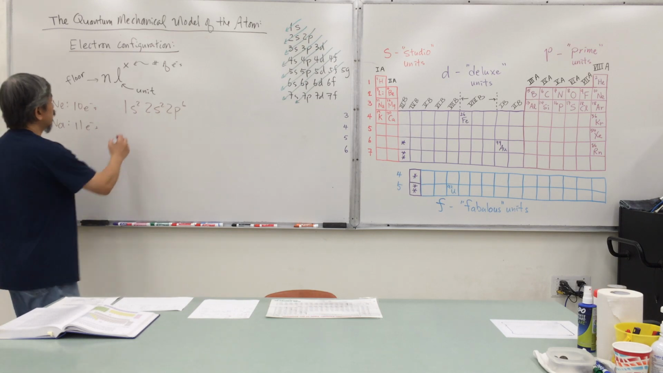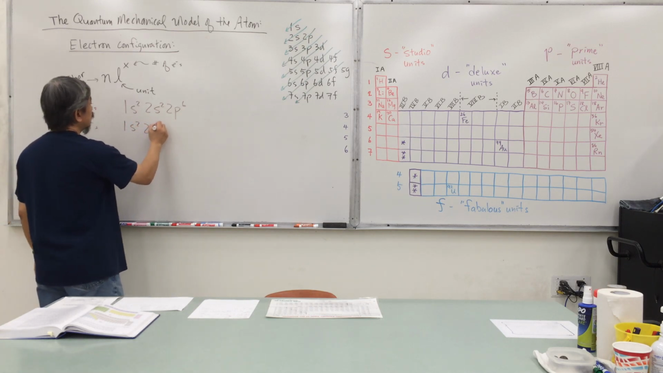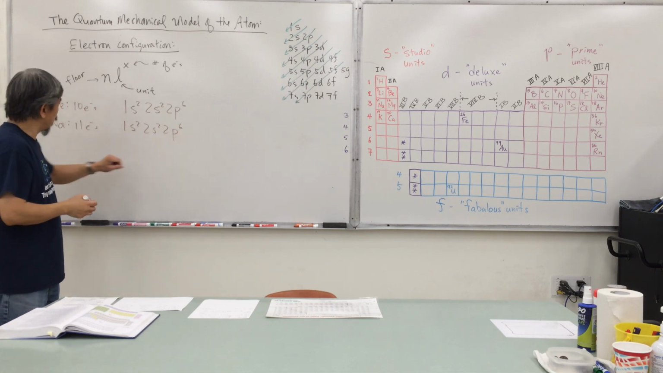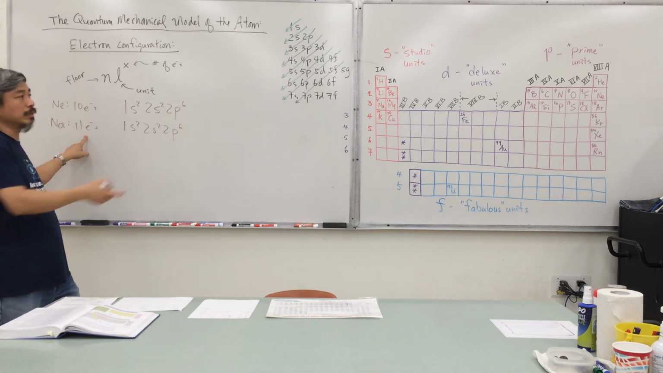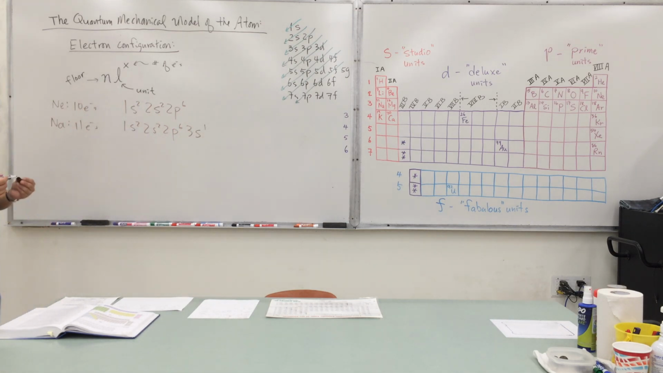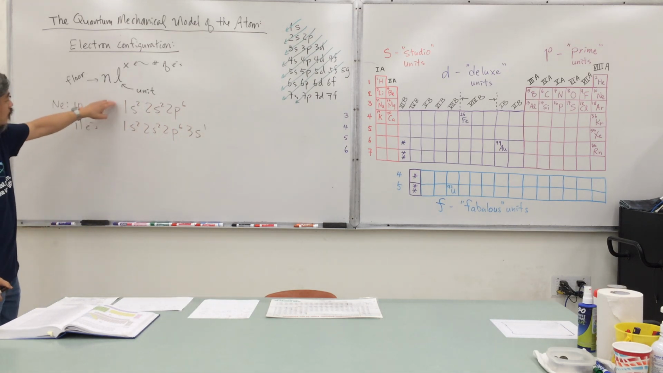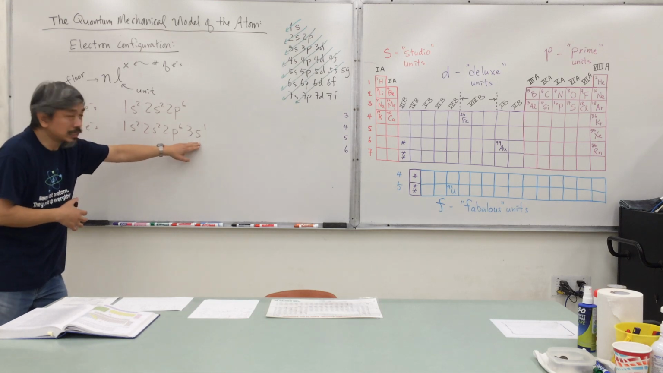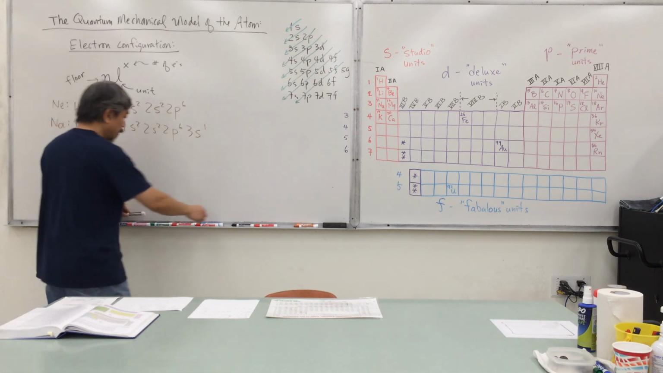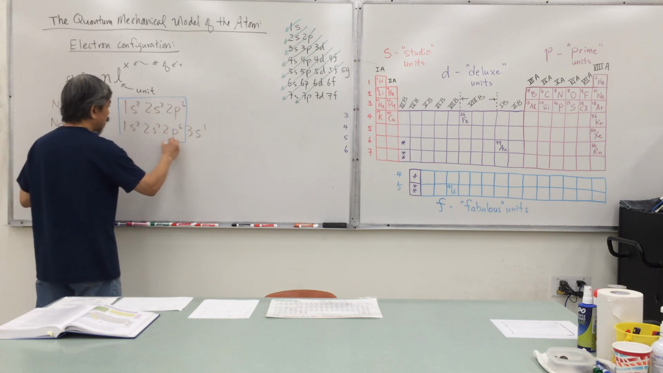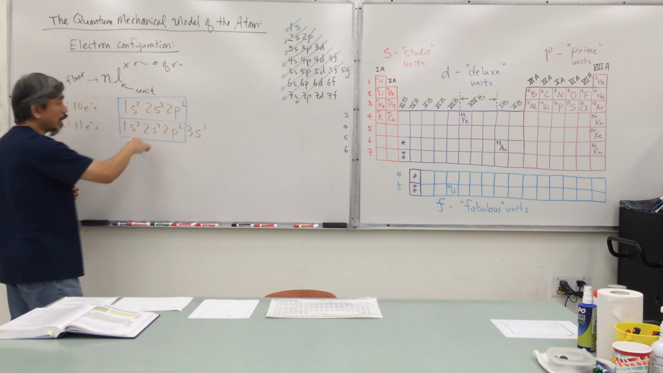Then you get to sodium. 1s2, 2s2, 2p6, completely filling my p already. But I need one more. I need one more. So where do I put it? I put it in 3s1. There it is. So when you compare the electron configuration for neon and sodium, you notice something very interesting. They look almost the same, except for this last piece right over here. So if you look at the things as before, from here to here, they are exactly the same.